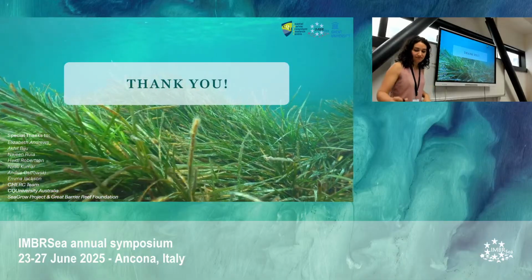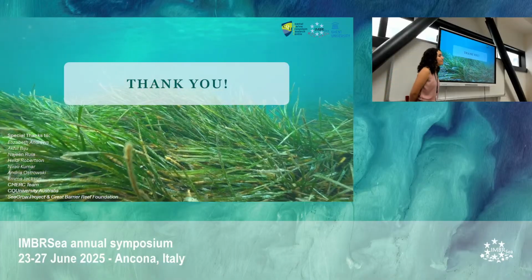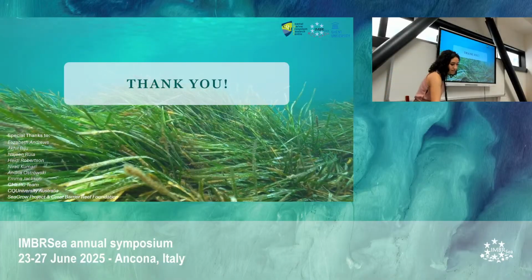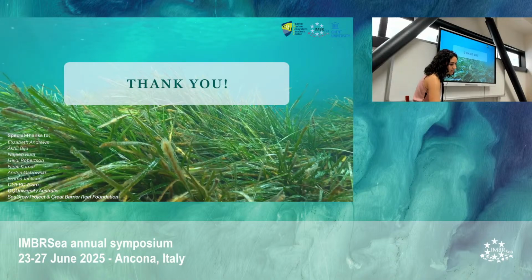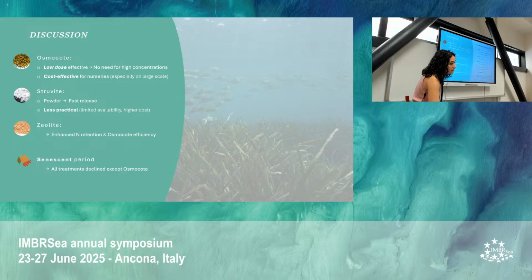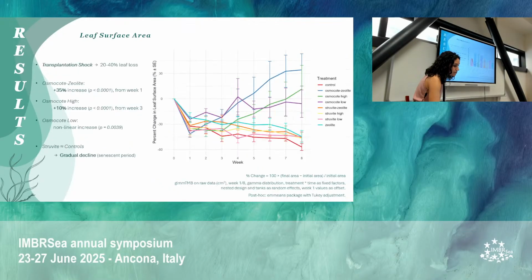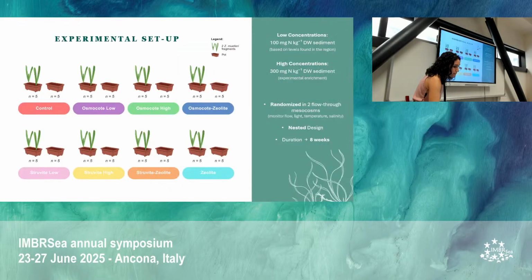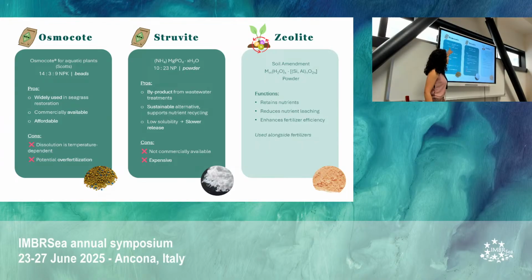Very interesting presentation. Can you go back to the slide with the composition of the osmocote fertilizer ratio? It's a 4.3 to 9 NPK ratio, and it's also good for aquatic plants, so it's supposed to be used for aquatic plants and not terrestrial.